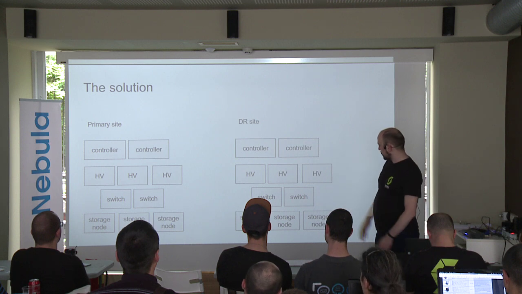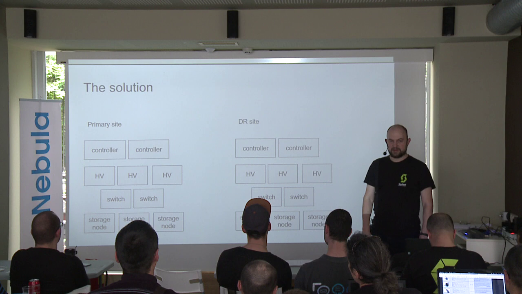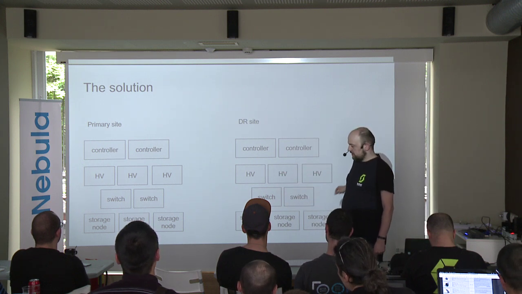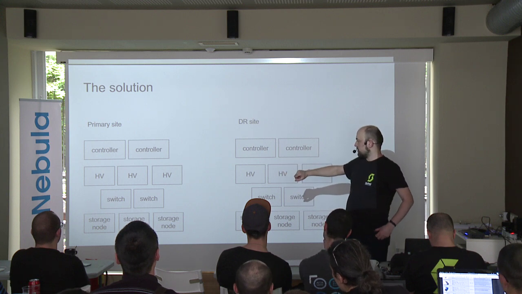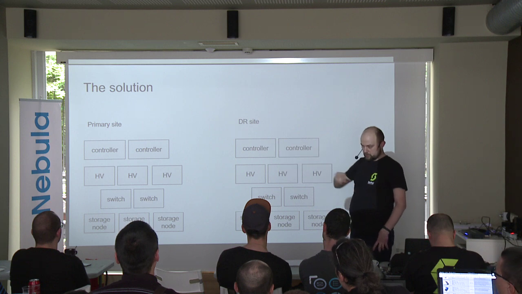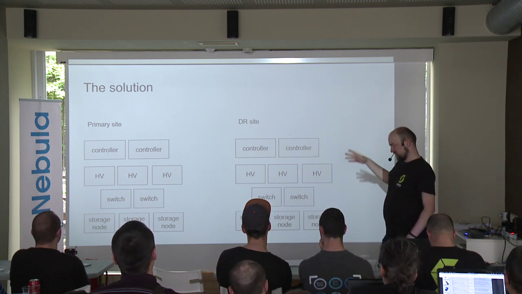How does the solution look like? This is a very hardware-oriented diagram. So you have storage nodes, 3 or more, in one side, and in the other side, two network switches or more, 3 hypervisors or more, and 2 OpenNebula controllers. All on separate physical machines.